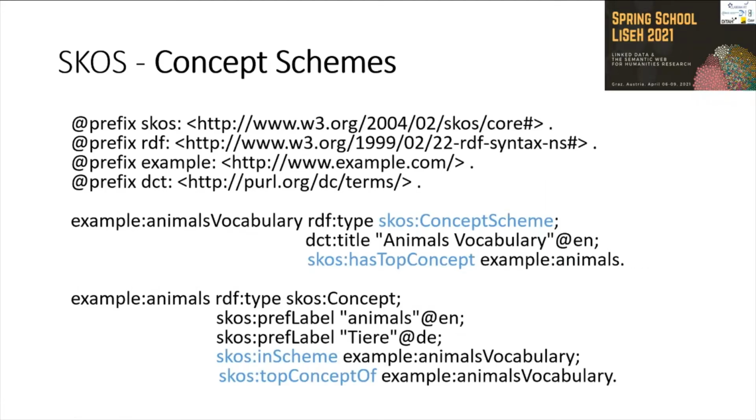This is an example of concept scheme RDF statements. Here we have a control vocabulary with the title Animals Vocabulary, and it has one top concept, animals. The RDF statement about the animals concept states that this is a top concept of the animals vocabulary, and this concept is inScheme animals vocabulary.